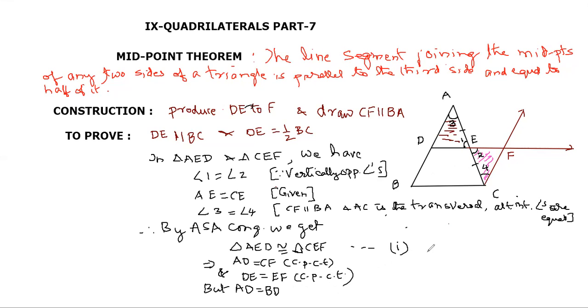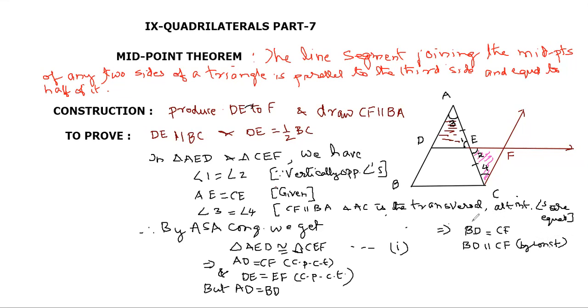So here I am writing next: this shows that BD is equal to CF. And BD is also parallel to CF. This is already given, BD parallel to CF, by construction. We have constructed the parallel line CF. So this is by construction.